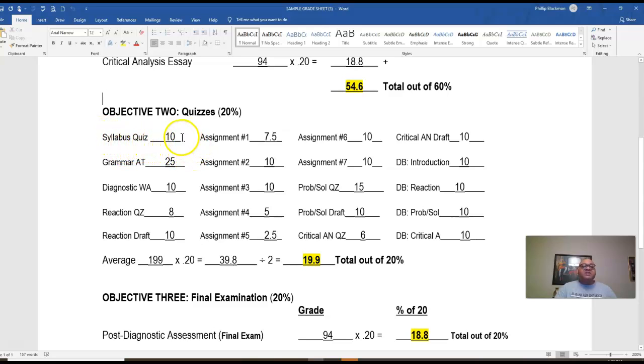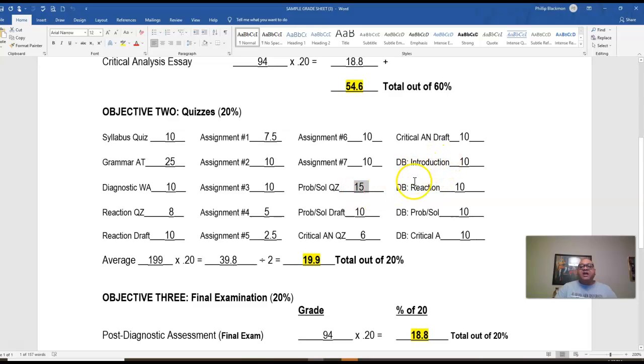If you want to do the matching, one thing I want to point out here: I built in extra credit for this objective. Most of your quizzes and assignments are only worth 10 points. However, I built in 15 extra points on that grammar assessment test, which was worth 25 points, and I built in 5 extra points for the problem solution quiz. You got 5 extra points because that was 15 points.